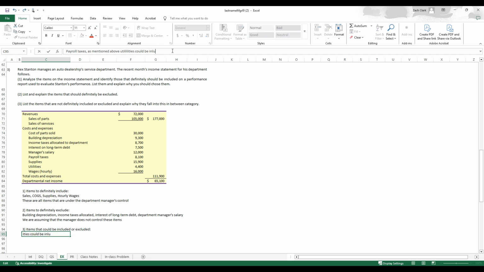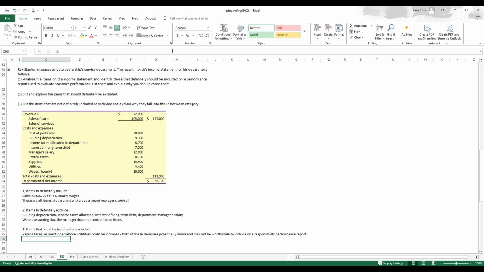Yeah, one thing that's noted here, and it talks about in the answer key that I think is a good point, that both of these items are potentially minor and would not be included in, and may not be worthwhile to include on a responsibility performance report to assess the manager on.